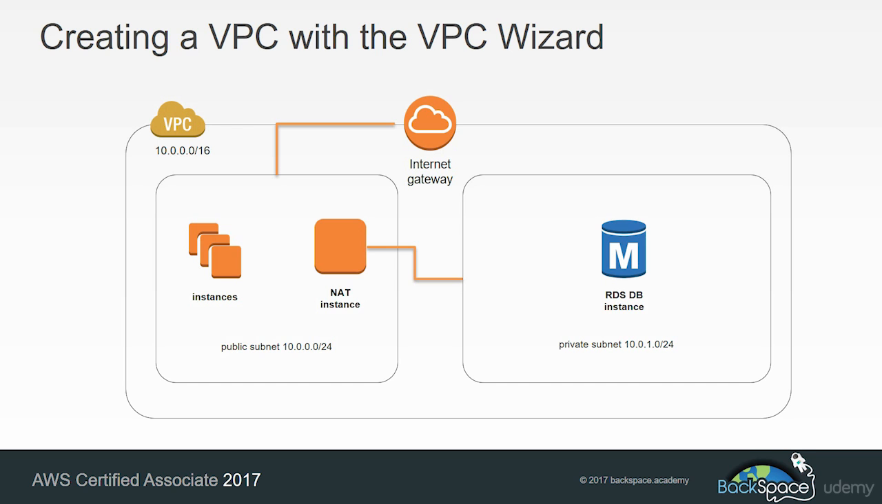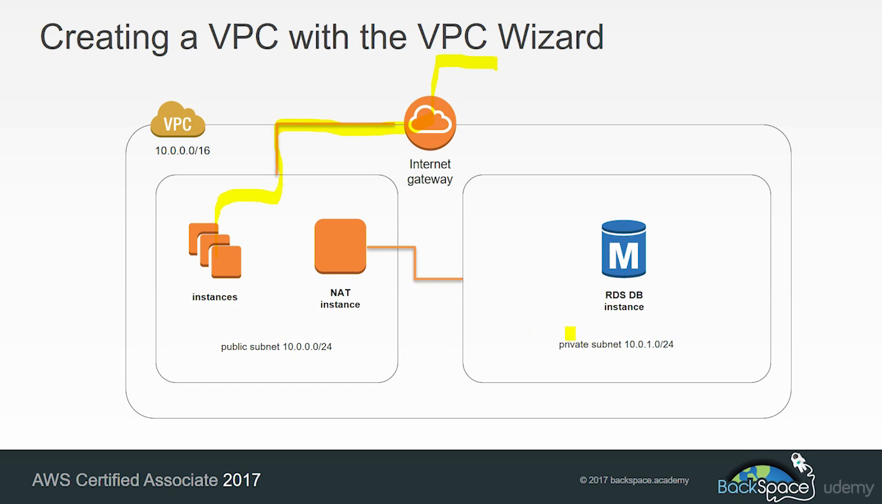So we're going to use the option with the VPC wizard to create a VPC with public and private subnets, and it will also create a NAT instance or a NAT gateway for us. What that will do in our public subnet is already create a route from our instances that are launched in that public subnet through to our internet gateway and out through to the wider internet.